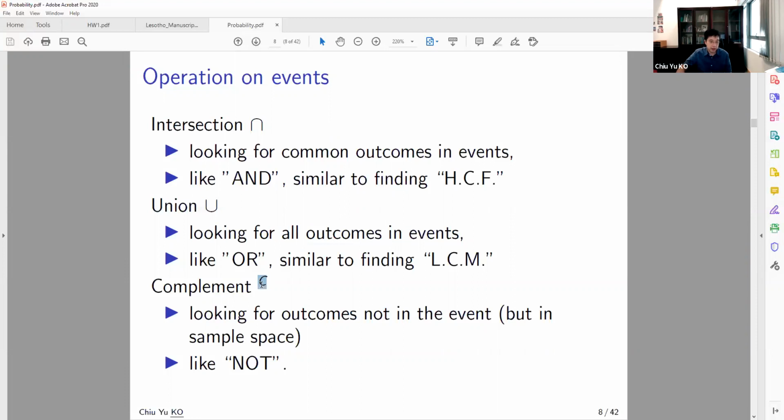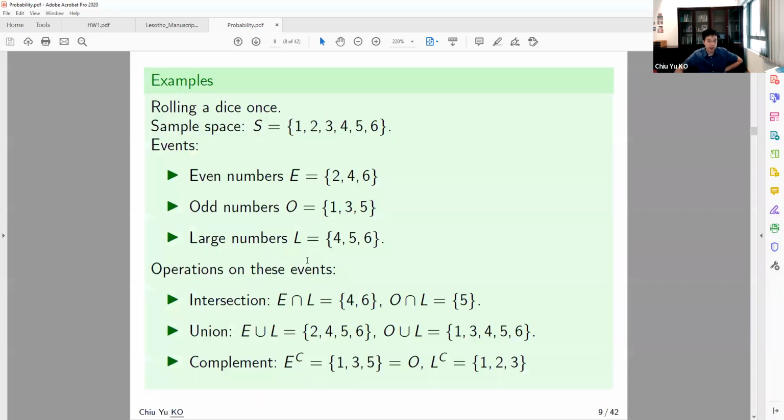We use the superscript C as a complement. Some books would use T, some books use prime. I think in the textbook they use prime. But I use C because I want it to be a little bit more explicit. What it means is things that are not in the event, but in the sample space. Let's see the example, it's more clear what we mean by that.